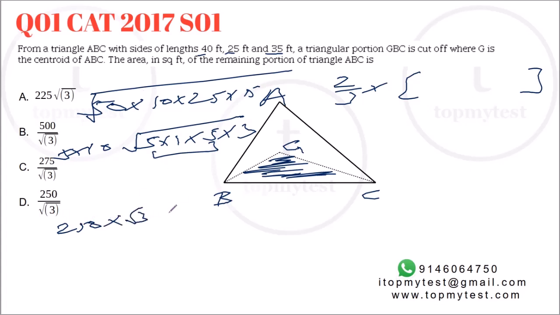I need 2/3 of it. So that will be 500 by root 3. Option B will be our correct choice. Straightforward application of properties of a median.